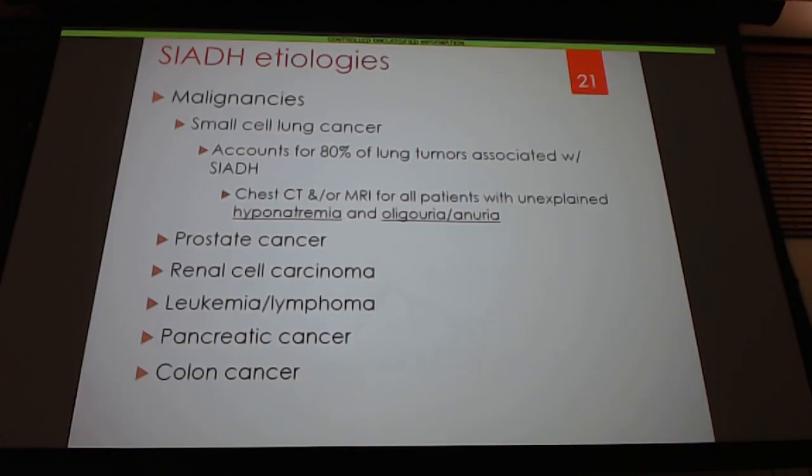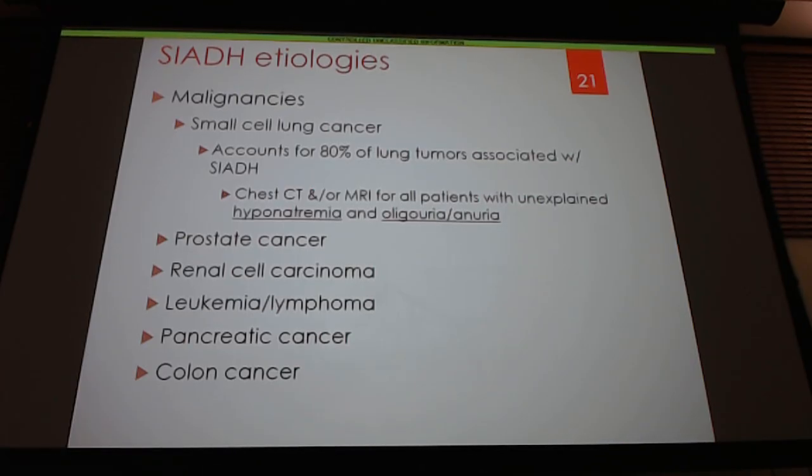Malignancies are really guilty of causing excess ADH secretion, specifically small cell lung cancer. It accounts for 80%, which is a big deal. Obviously, there are other cancers that can be culprits, but really all I want you to care about is that number one, 80%.